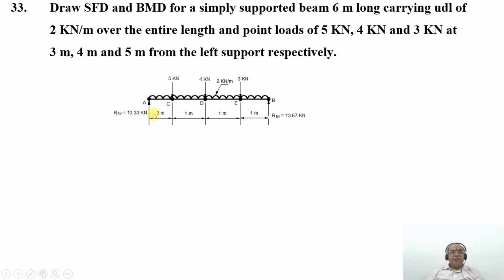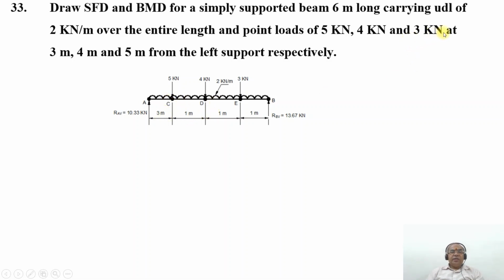So we have a 6 meter length with 2 kilonewton per meter for the entire length, and point loads of 5 kilonewton at 3 meters from the left support. Then 4 kilonewton at 4 meters from the left support, that is at the point D. From A to D will be 4, and from A to C it is 3, so naturally from C to D it is 1 meter.